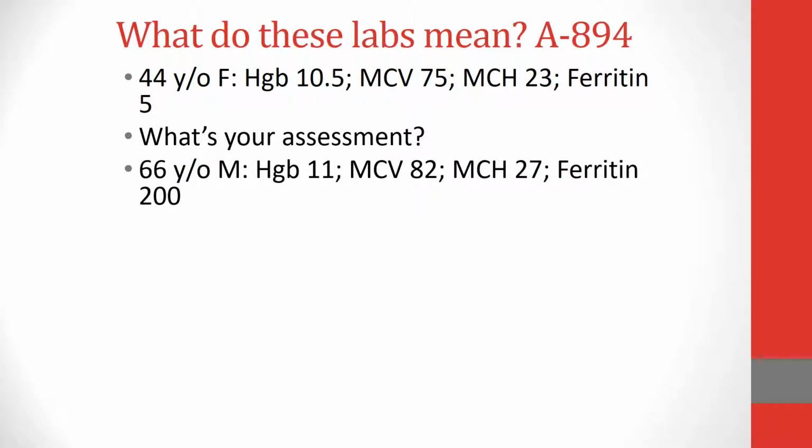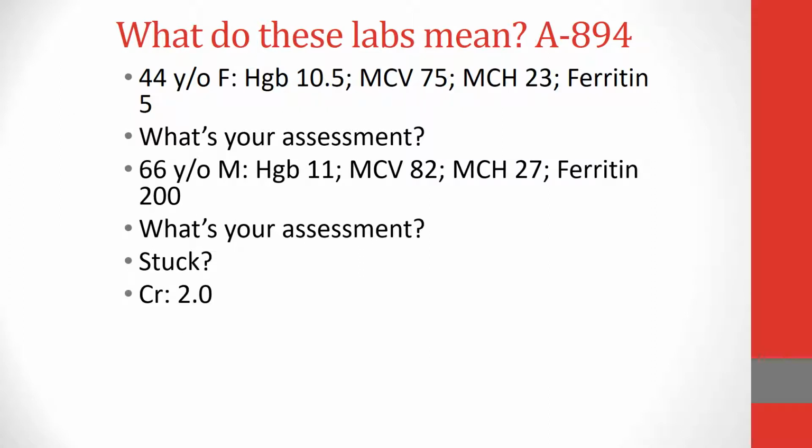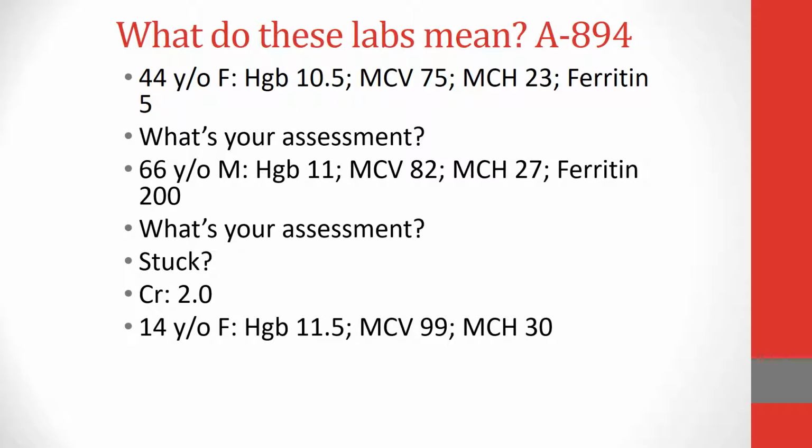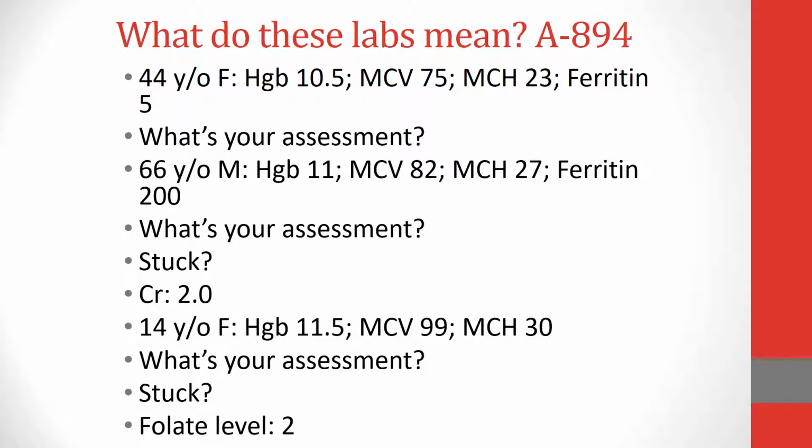Your 66-year-old male, hemoglobin 11, MCV and MCH as follows, ferritin as follows. What's your assessment? Now, if you're still stuck, I got some help for you. His creatinine is 2.0. Now what do you think? Next one, you got a 14-year-old, hemoglobin 11.5, MCV 99, MCH 30. What's your assessment? Are you stuck? Here's another little hint. Folate levels too. I hope you were thinking about the relationship between MCV and what could be going on.